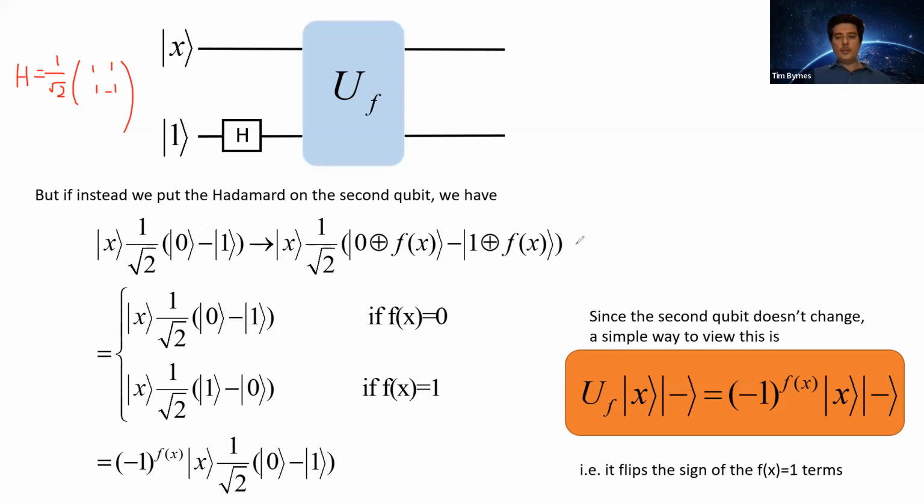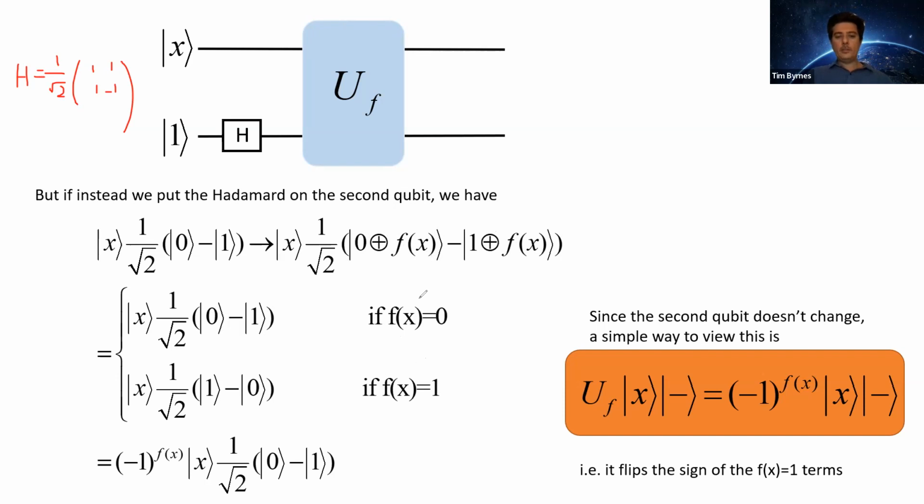Okay. Now, f of x can only be either 0 or 1, right? There's only two cases here, basically. Imagine if f of x is 0, then we're going to have 0 minus 1, because if f of x is 0, then you're just adding 0 to something. Adding 0 modulo 2 also does nothing. So 0 plus 0 is 0, 1 plus 0 is 1. So you're going to end up with this state, 0 minus 1.